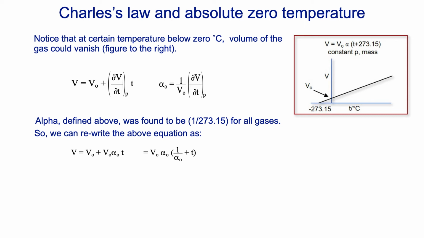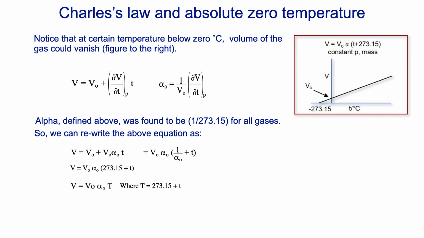Now the reason to write it this way is that I can replace the value of 1 over alpha 0 with 273.15. So if I do that, V equals V0 alpha 0 times (273.15 plus T). 273.15 being a constant, we can now replace the quantity in the parenthesis by a new symbol, capital T, where the capital T is equal to 273.15 plus T degrees centigrade. So we refer to this as the Kelvin scale of temperature. So numerically, it is offset by 273.15.